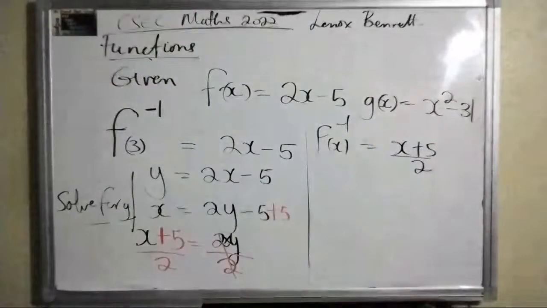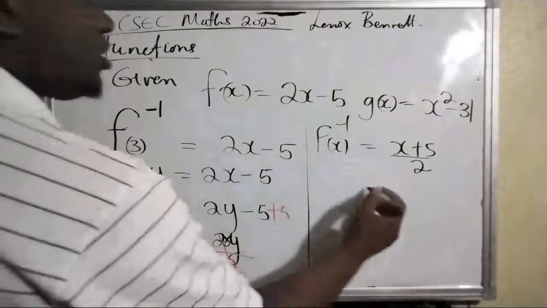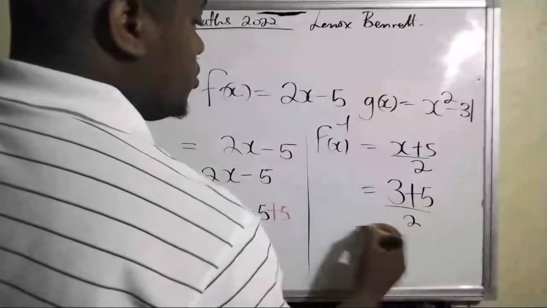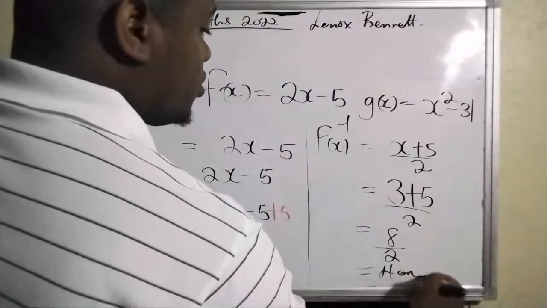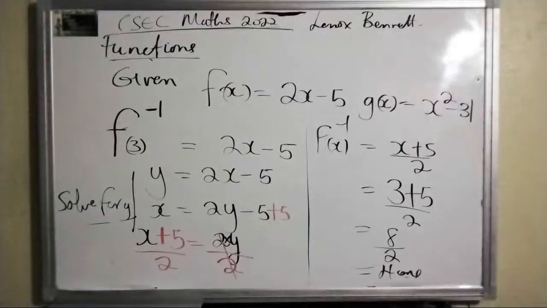However, they did not say we should stop there. They said we put 3. So anywhere x is, we're going to put 3. So it's 3 plus 5 divided by 2, which is equal to 8 divided by 2, which is equal to 4. So our answer would be 4. And that is a total of 5 marks for all 3 questions.